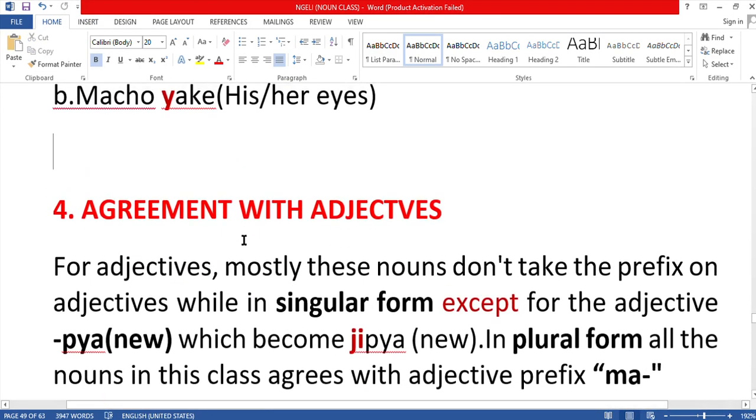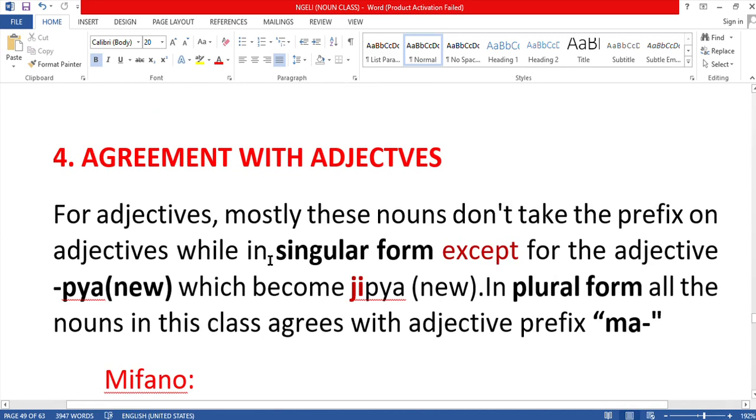Okay, agreement with adjectives. So what are adjectives? Do you know what adjectives are in Swahili? Adjectives tell us about the noun. They modify the noun. For adjectives, mostly this noun class doesn't take a prefix on the adjective in singular form, except for the adjective pya, which means new, which becomes jipya, new.